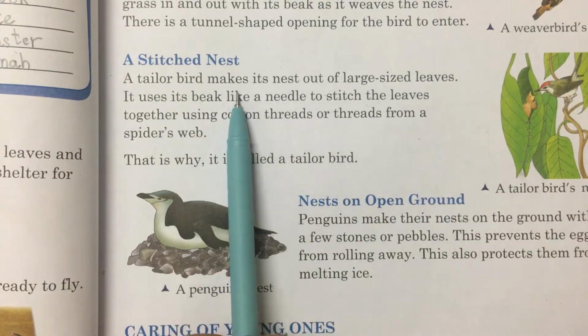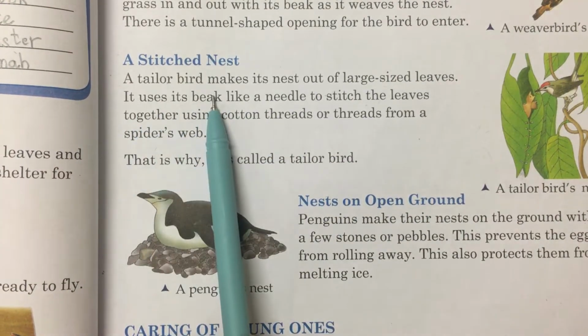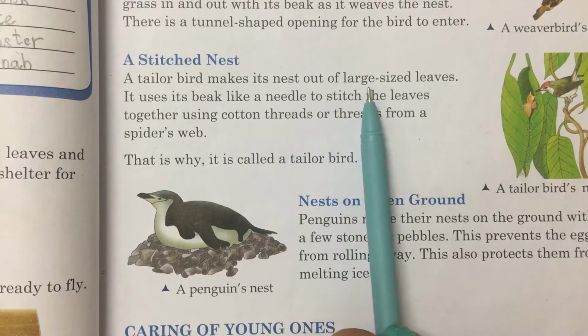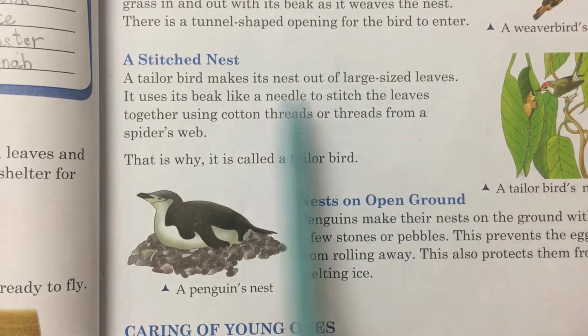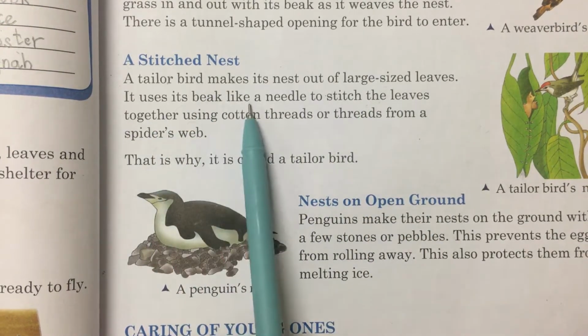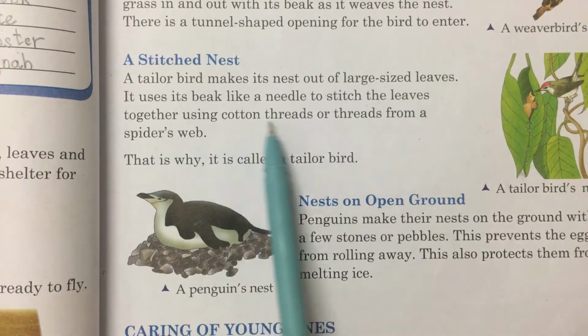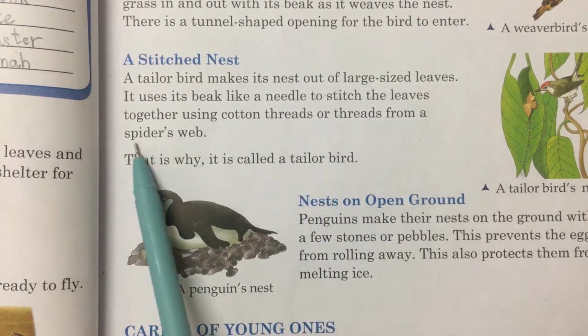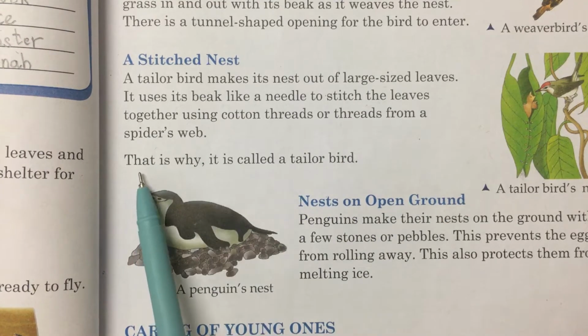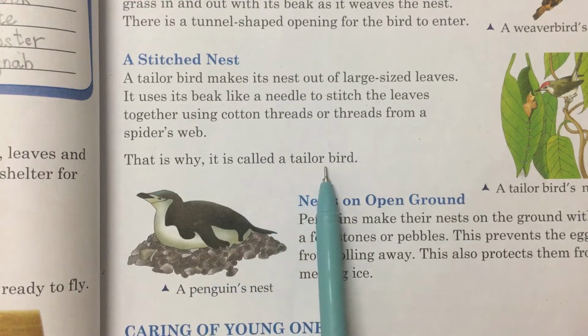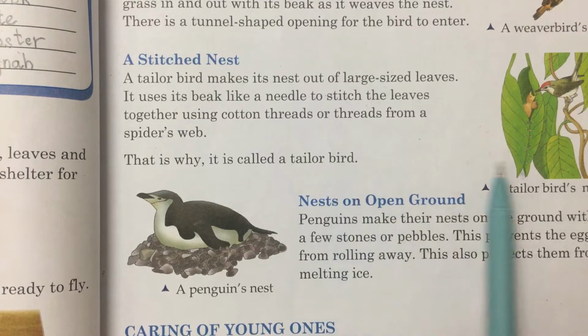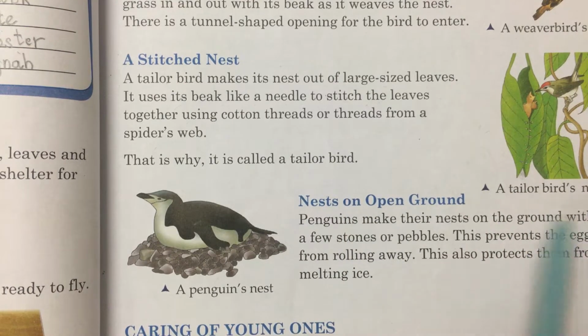A stitched nest. A tailor bird makes its nest out of large-sized leaves. It uses its beak like a needle to stitch the leaves together using cotton threads or threads from a spider's web. That is why it is called a tailor bird. As you can see in this picture, this is a tailor bird's nest.